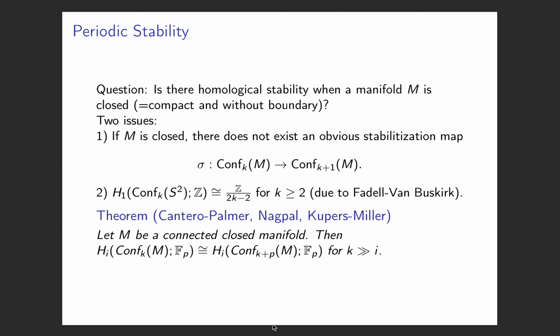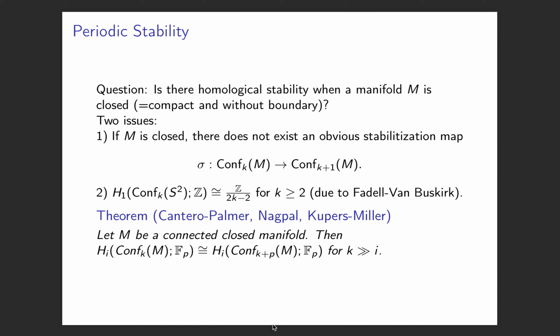And the other issue, which I think is a more fatal issue in my opinion, is that we shouldn't expect to even have homological stability, as the following example shows, due to work of Vidal and Van Buskirk. In this example, they showed that the first homology of the configuration space of k points on the two-sphere, and here I mean integral homology, this is an abelian group, is isomorphic to Z mod 2k minus 2 for k at least 2.